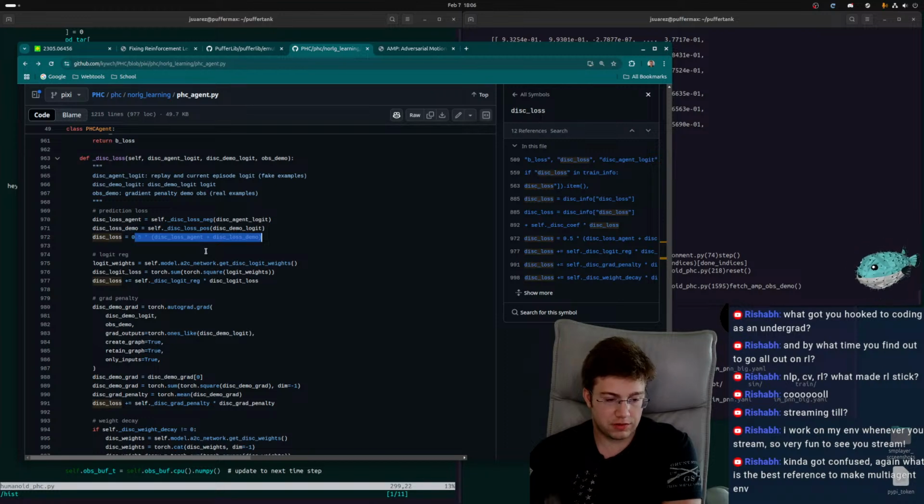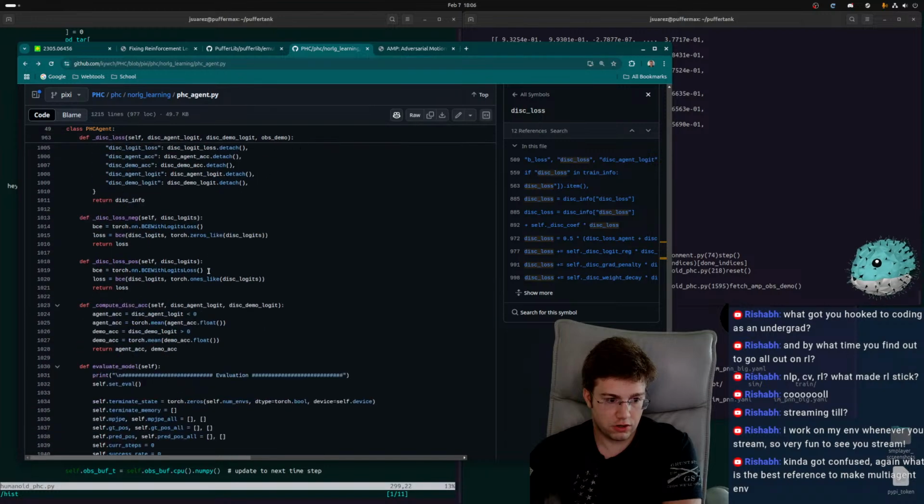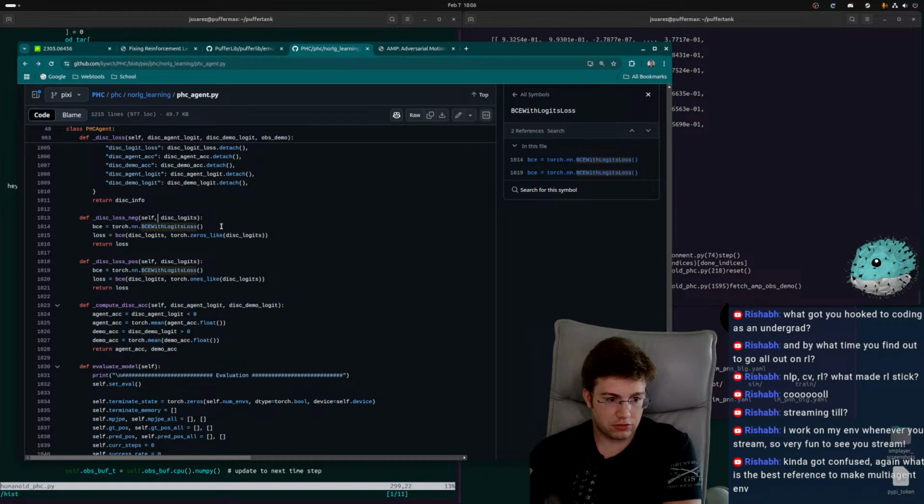No, but this is different. This is for the logits. They're squaring logits. No. The actual loss is right here. This is binary cross entropy. So it's the sum of two binary cross entropy terms, is what they're using for the discriminator here.